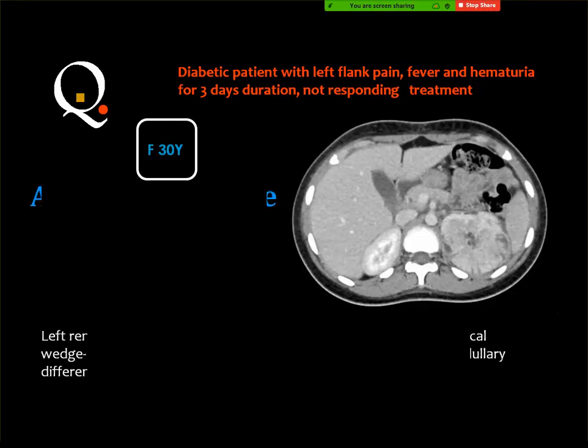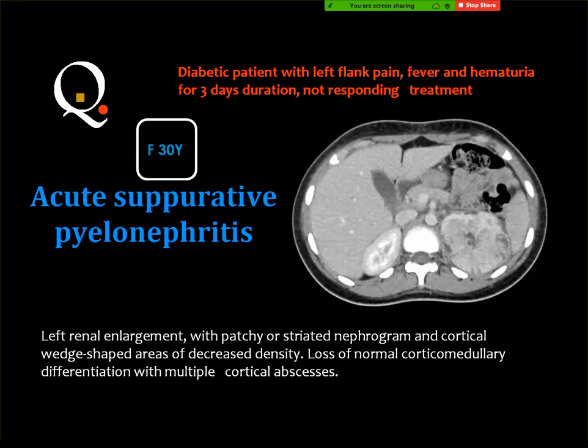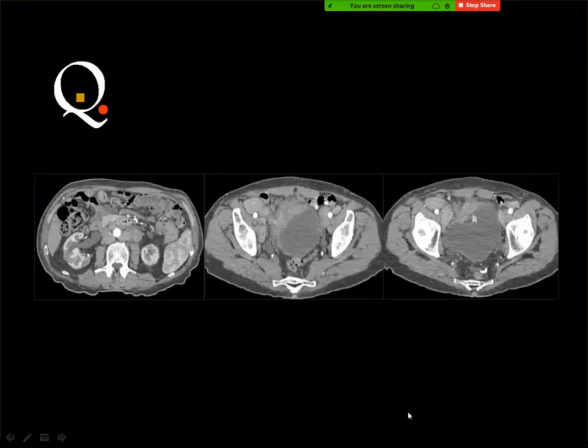Acute pyelonephritis of the left kidney. Yes, swollen kidney, striated nephrogram, poor function, stranding of the perinephric fat. All these are signs of pyelonephritis.